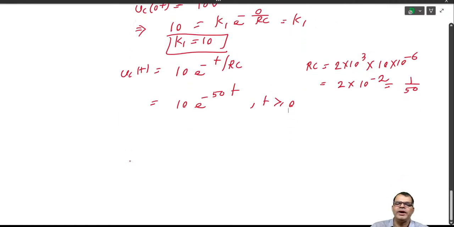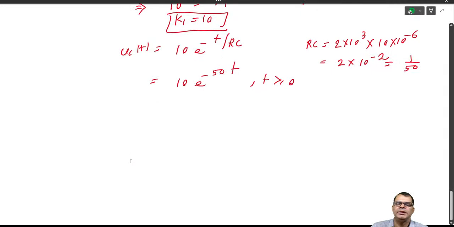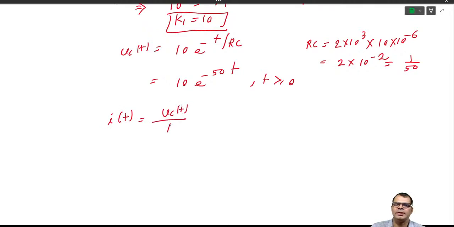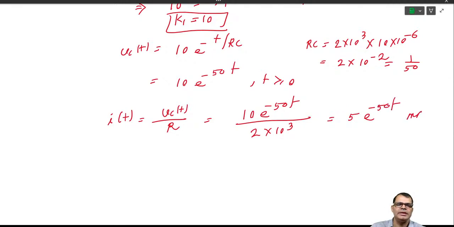And if you want to find I(t), it is very simple: it is Vc(t) upon R, that is 10 e raised to the power minus 50t upon 2 kilo ohm, which is 5 e raised to the power minus 50t milliampere for t greater or equal to 0.